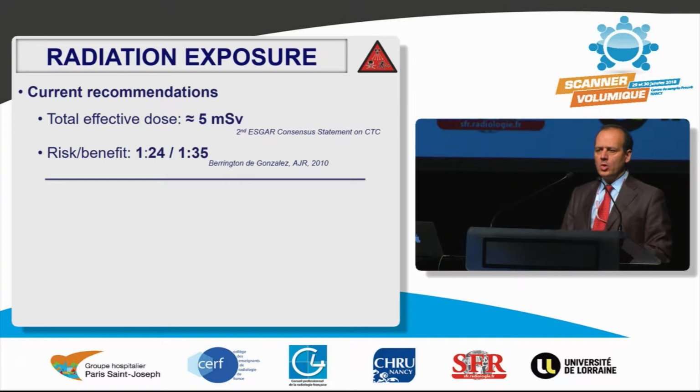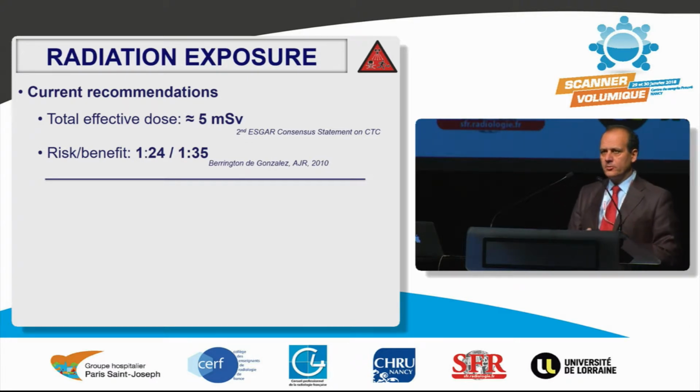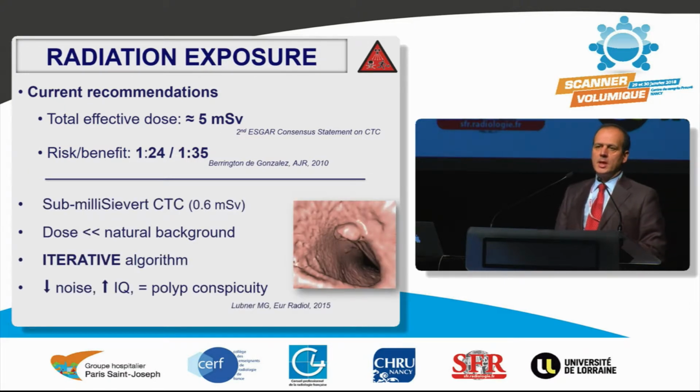Of course, if you follow the current ESGAR recommendation and you deliver more or less 5 millisievert in your examination, the risk-benefit ratio, so the risk of radiation versus the benefit of detecting either a cancer or a polyp, is absolutely in favor of the benefit, 24 to 35 times higher. But nowadays, you can easily perform a CTC with a sub-millisievert technique, so delivering less than 1 millisievert.